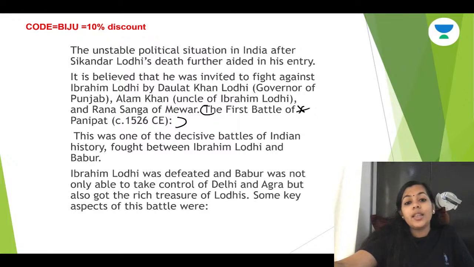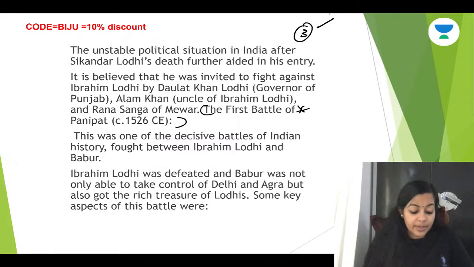There are mainly three battles of Panipat, and those three battles are very important. The first battle of Panipat, the second battle of Panipat, and the third battle of Panipat.